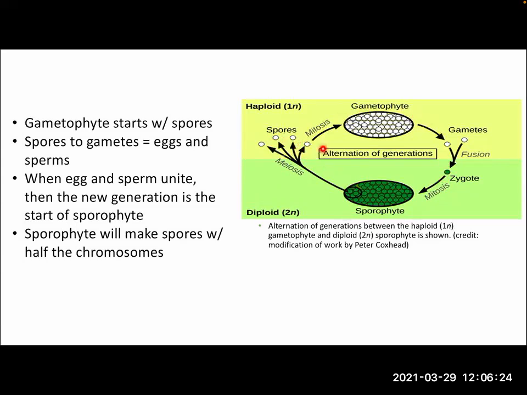And so you have this alternation of generations where you go from the gametophyte stage to the sporophyte stage back to the gametophyte stage. And the haplontic and diplontic basically says the sporophyte is the dominant stage for diplontic, or the gametophyte is the dominant stage for the haplontic. Okay.